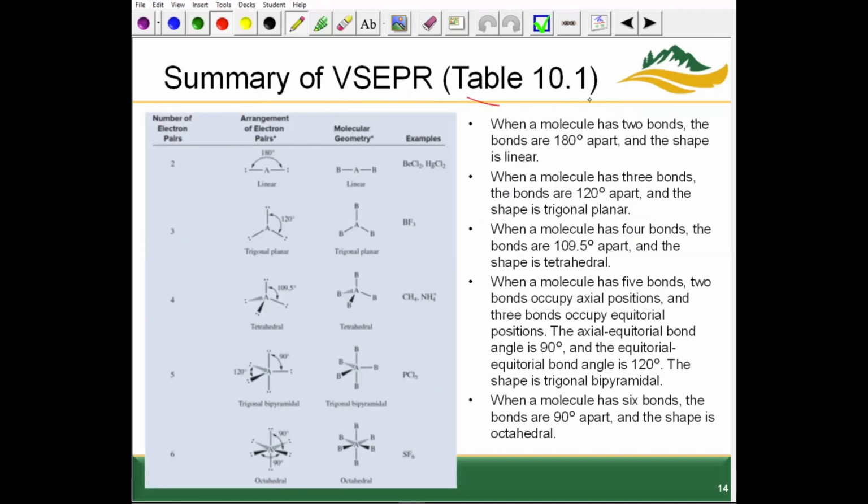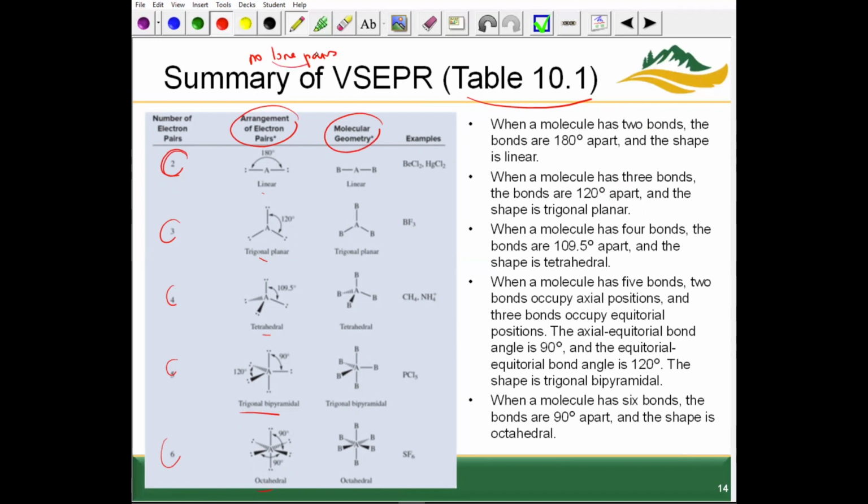This is a nice summary table, so table 10.1 showing 2, 3, 4, 5, 6 electron pairs around the central atom. So linear, trigonal planar, tetrahedral, trigonal bipyramidal, and octahedral. When we have all bonds from a central atom and no lone pairs yet, then this arrangement of electron pairs is the same arrangement as its molecular geometry.